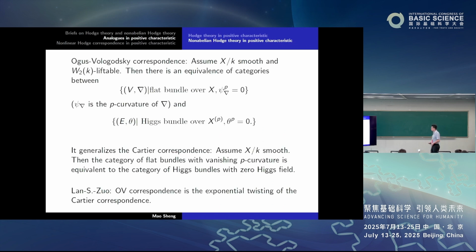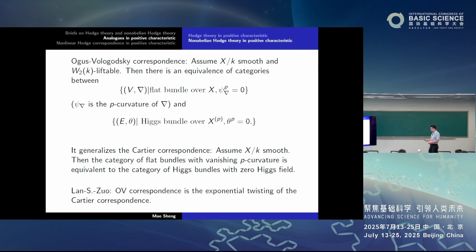So we start with the Ogus-Vologodsky correspondence. You have the same assumption. As I did in Illusie, you have a smooth space X, and you assume the liftability. Then there's an equivalence of categories between the category of flat bundles with nilpotent p-curvature, and the category of Higgs bundles with p-nilpotent Higgs field.